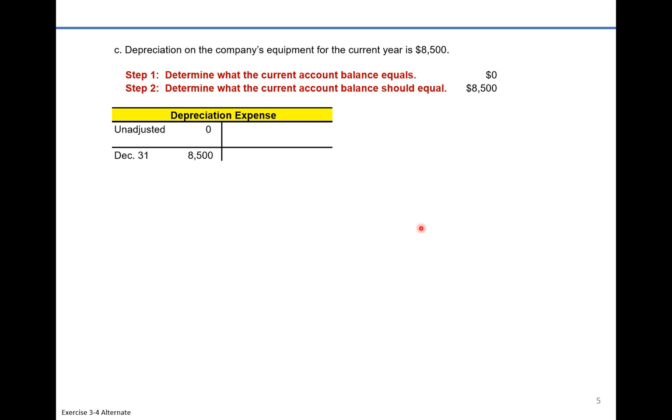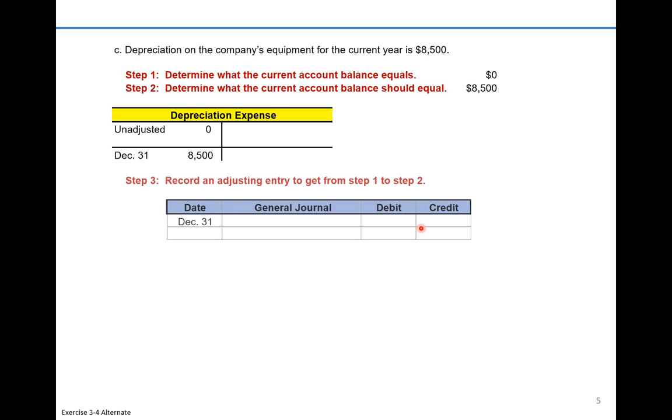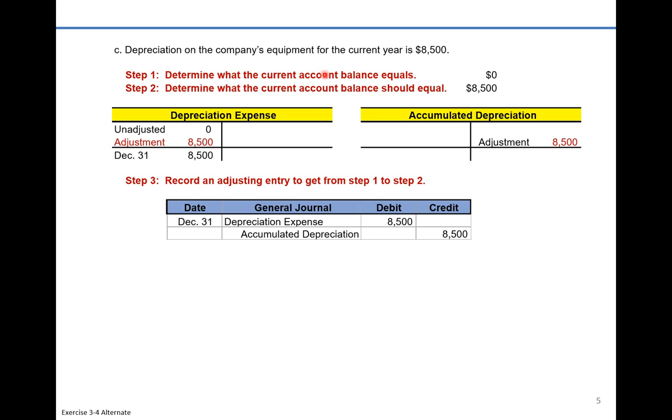So how do we go from a 0 depreciation expense to an $8,500 depreciation expense? Well, the adjustment is we're going to debit depreciation expense for $8,500. Now, we're going to reduce this company's equipment asset by $8,500 as well. Assets have a normal debit balance, but we're not going to credit the asset account. Instead, we're going to credit the account tied to the asset account, its contra account called accumulated depreciation. So accumulated depreciation will be the contra account linked to the asset account, and we'll credit it for $8,500. Okay, let's move on to D.